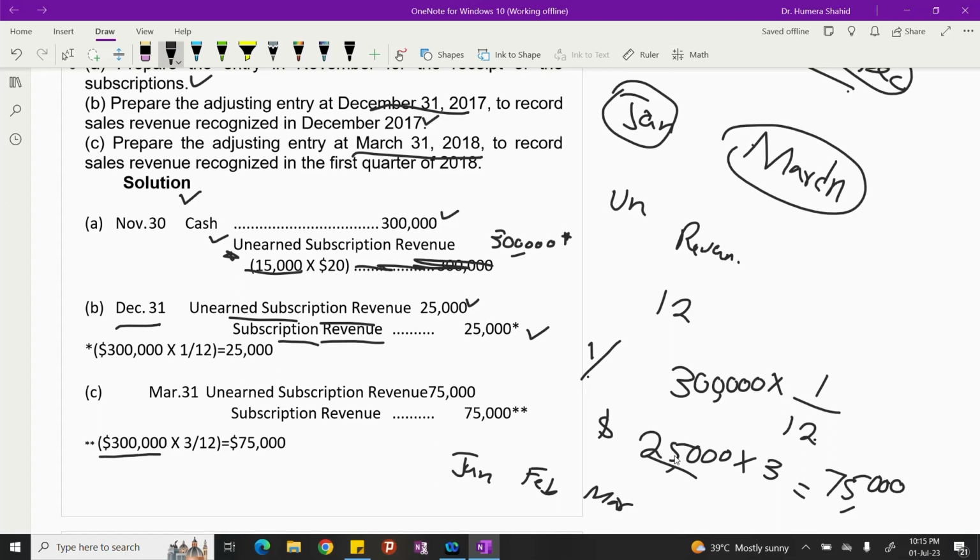Total revenue, unearned revenue, was 300,000. Out of this, 3 more months are now earned. They are our revenue. So 3 by 12, that is 75,000. So on March 31st, unearned subscription revenue, which was my current liability, is decreasing because 3 more months are no more unearned. They are earned now. We have delivered the product to the customer, and subscription revenue gets credited 75,000.